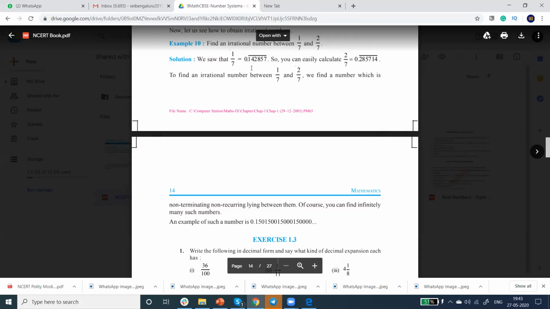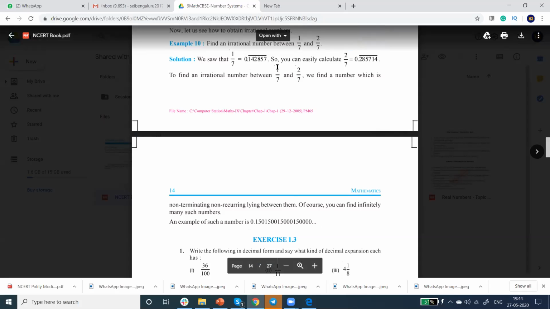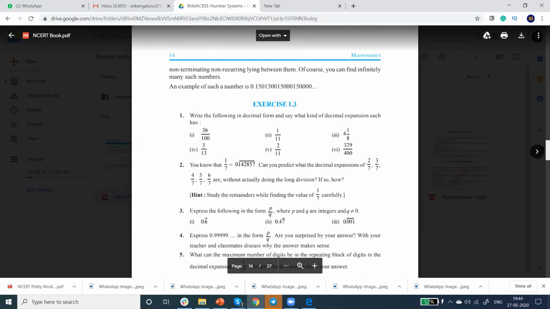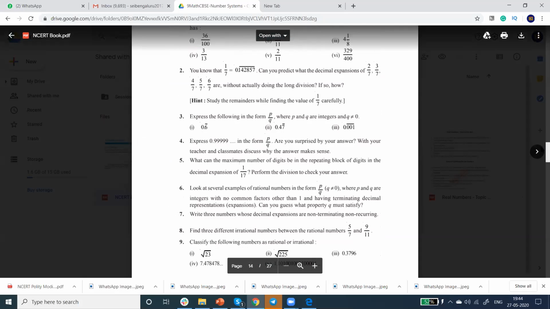Now, 0.142857, right? The next one, what is it? 0.150 something will come, and the next number something will come. So, for example, 0.150 something you will get. After 0.14 up to 0.12, you will get n number of irrational numbers. Now, a similar kind of example: it is non-terminating and non-repeating, continuously it goes.